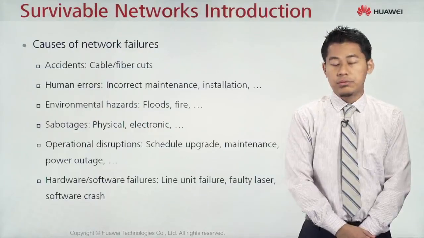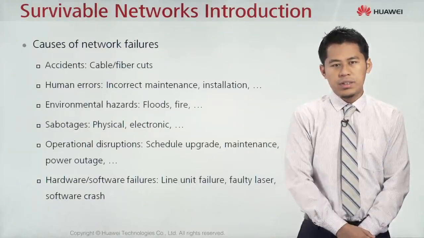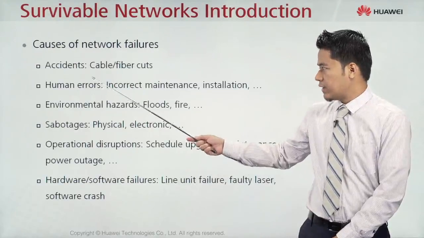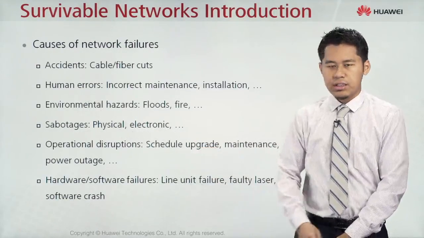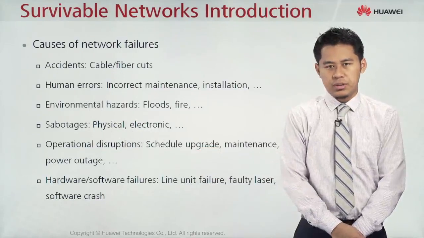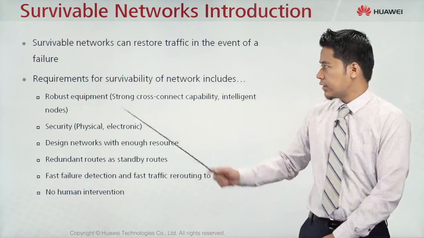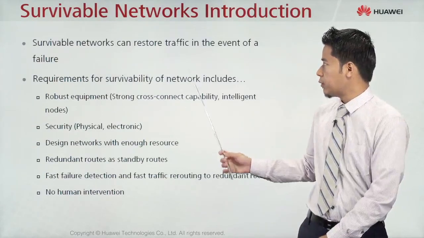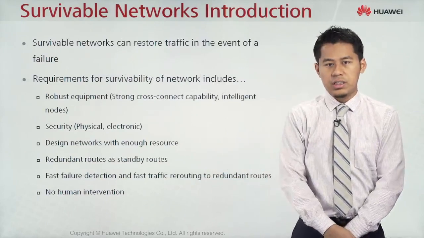So, the causes of network failure, which are the possible causes in your network. In here, what we can see are some of the accidents, human error, environmental hazard, sabotage, and a lot of things that can cause your traffic interruption. So most of the time, this is what we call the possible causes that you need to list down. The survivable network, of course, can restore the traffic in the event of failure. So that's why we need the protection in this event.